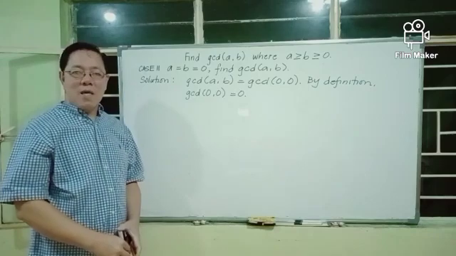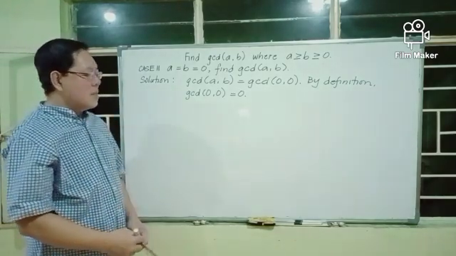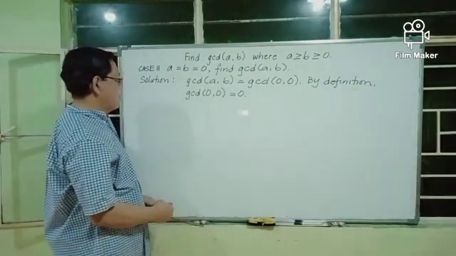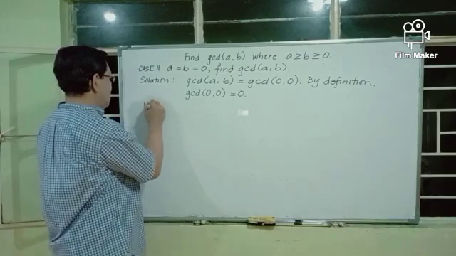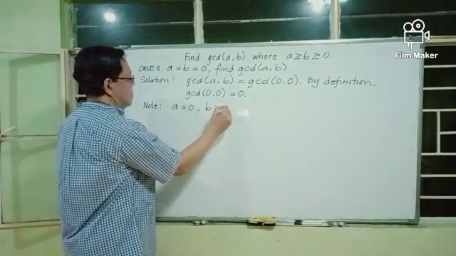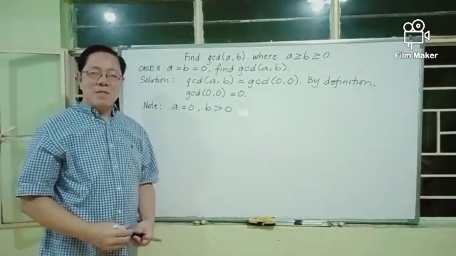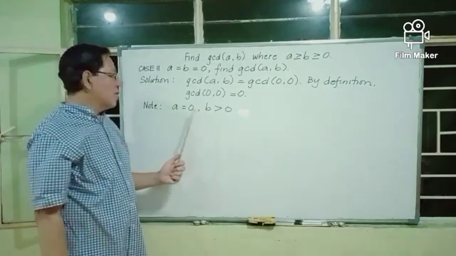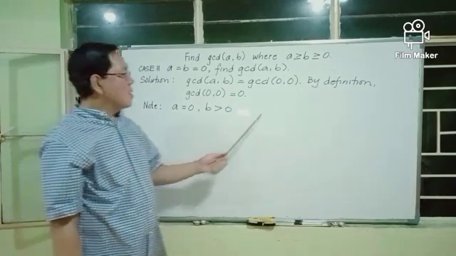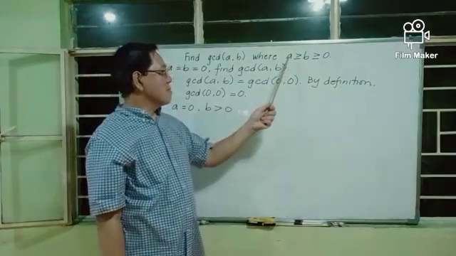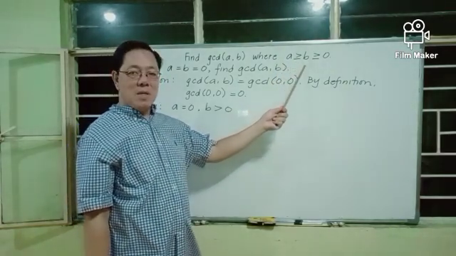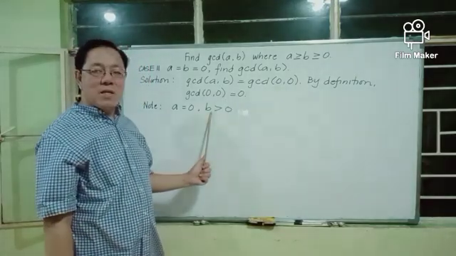Now, we consider this case where A equals 0, but B is greater than 0, which means B is a positive integer and A is the 0 integer. For these values of A and B, we check if the inequality is satisfied. A is 0, and 0 is not greater than B because B is greater than 0.